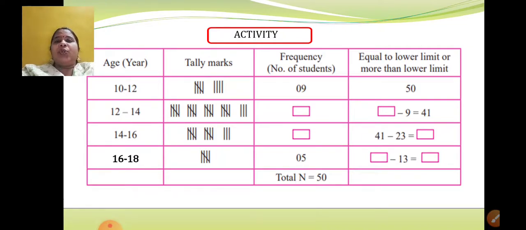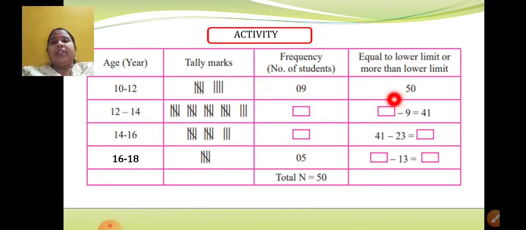I have shown you a table having class intervals of age, in years, that is 10 to 12, 12 to 14, 14 to 16 and 16 to 18. Tally marks are shown as they are here. Like for 10 to 12, as you can see, a group of 5 and then 4 more, so 5 plus 4 is 9. Everybody write this activity in your book and try to complete this column at least.